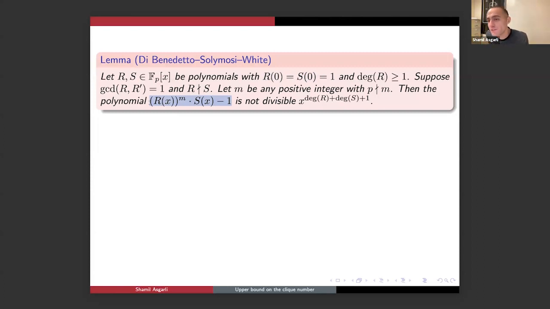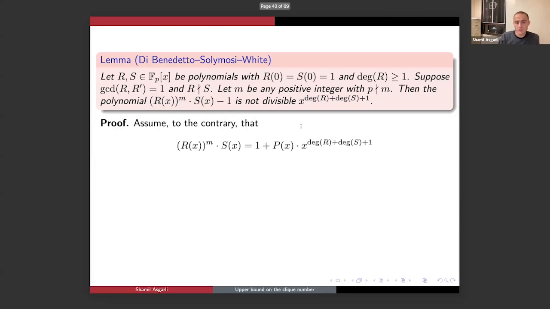If it's divisible by x, you can ask, is it divisible by x squared? Is it divisible by x cubed? Is it divisible by x to the fourth? So you can ask, what is the highest power of x that this polynomial is divisible by? And this result just says that it's not divisible by this power. Maybe there are other powers it is divisible by, but this power here is already too big, so it's not divisible. Hopefully the statement of the lemma makes sense.